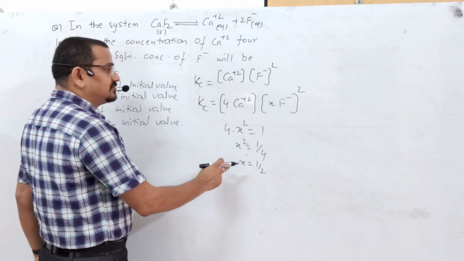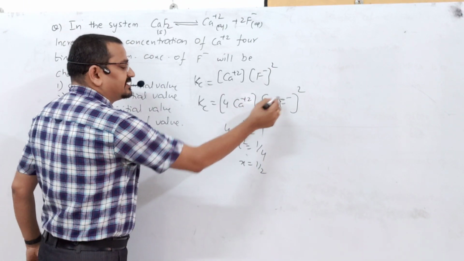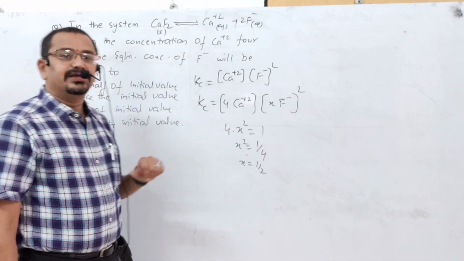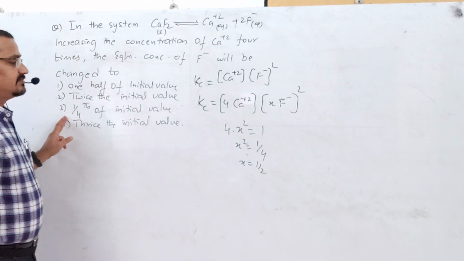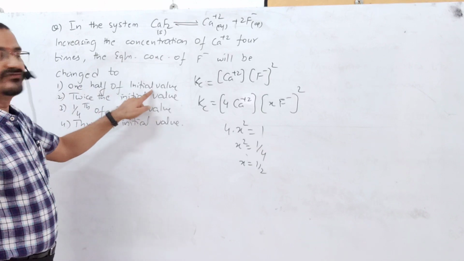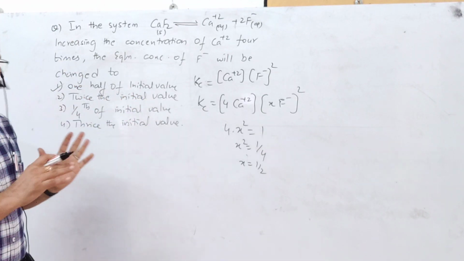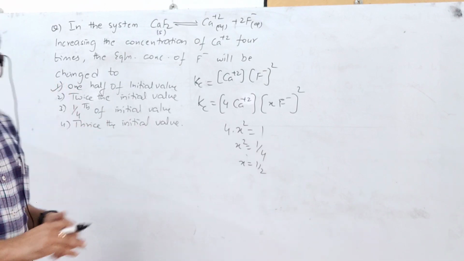x equals 1 by 2. So the concentration of F minus will become half of the initial value. So it is 1/2 of the initial value. This is the answer for us. So this is how to solve a question from equilibrium.